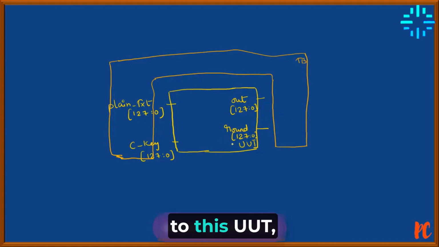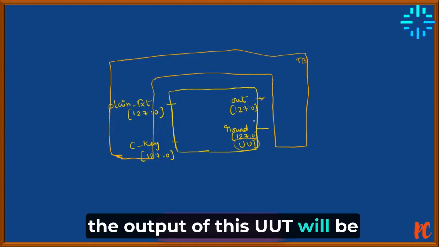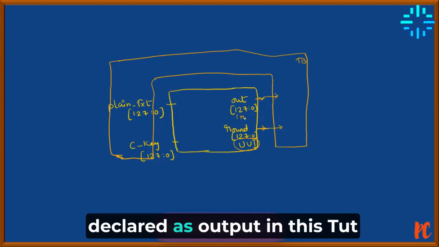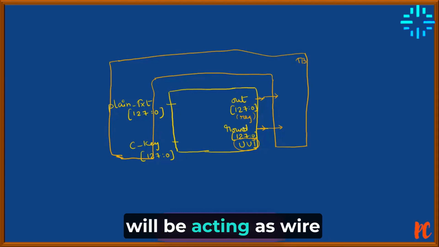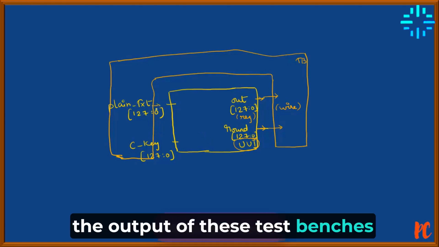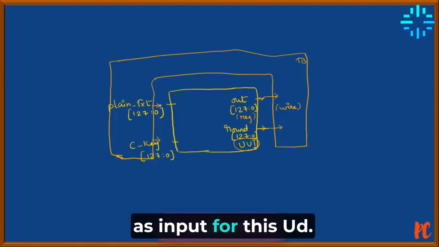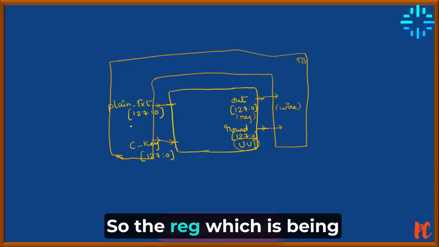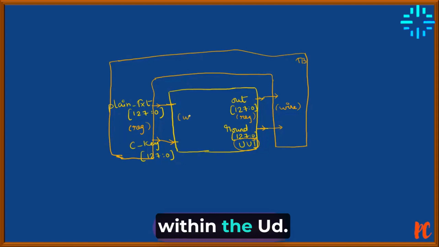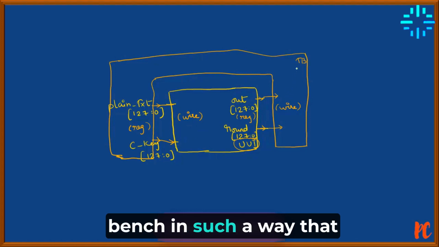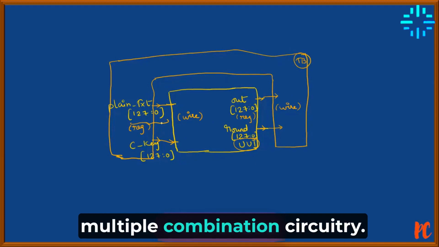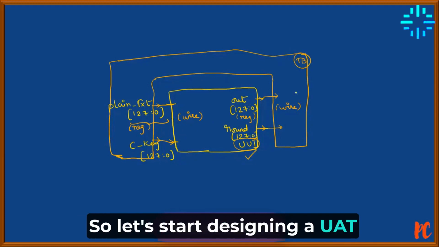If you observe with respect to this UUT, the output of this UUT will be acting as input to this test bench. So the registers which are declared as output in this UUT will be acting as wires with respect to the test bench. Similarly, the outputs of the test bench will actually be acting as inputs for this UUT. So the reg which is declared as output here will actually be predefined as wire within the UUT. And we need to design the test bench in such a way that it is able to accommodate all the 128 bits of data in multiple combinations. So let's start designing a UUT and a test bench as well.